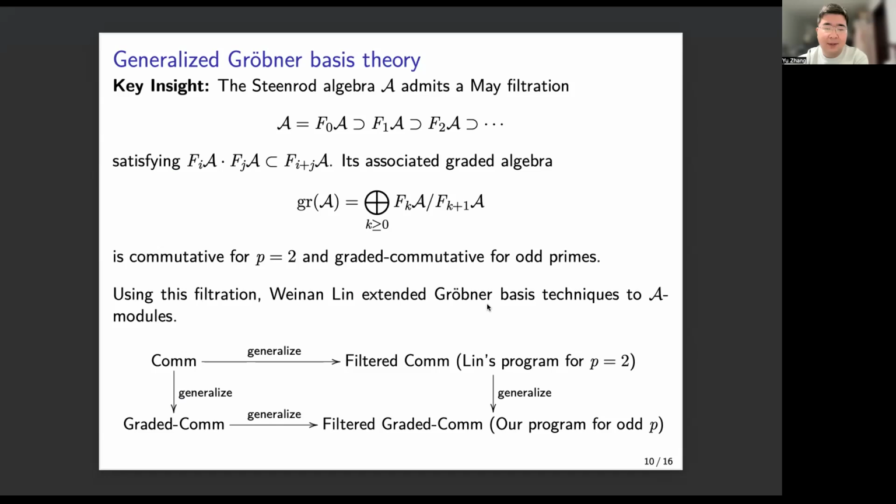Our program for odd p and Lin's program for p equals 2 are both using the generalized Gröbner basis theory. So the theoretical parts are analogous. And in practice, the main difference is that each step of our algorithm needs to take care of a coefficient and take care of the signs. Sometimes we use plus, sometimes we use minus. There's an extra thing to be careful about.